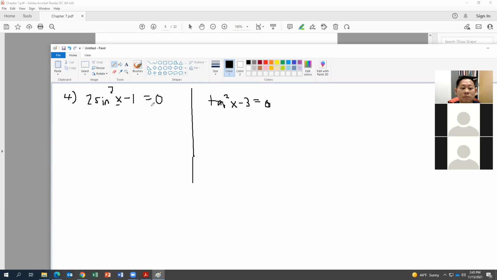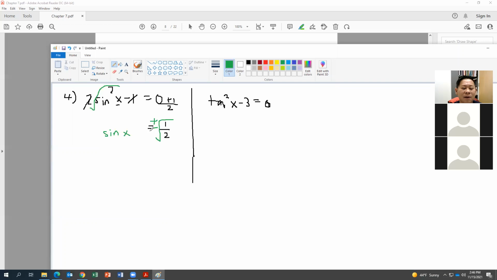Add 1 and divide by 2. Okay. And then what do you do next? So you get 1/2, right? What's the next thing? Take the square root of sine. Yep. And don't forget the plus minus. This is where a lot of students make mistakes. So you get sine x.